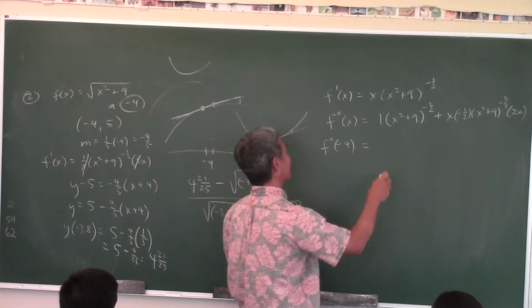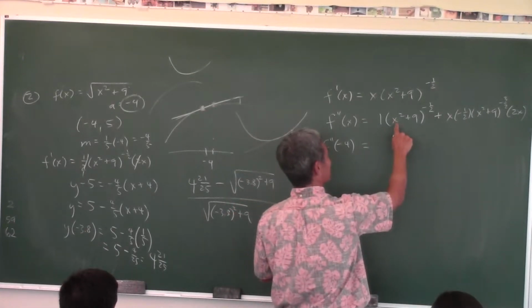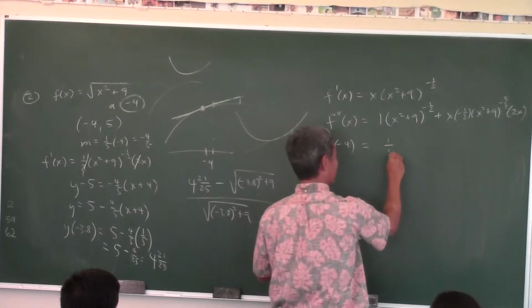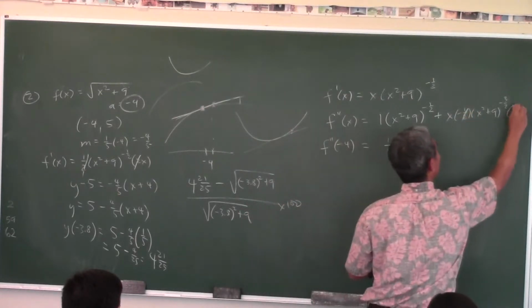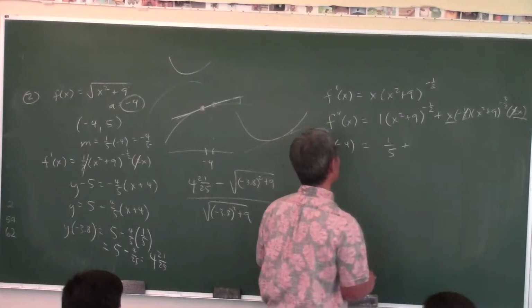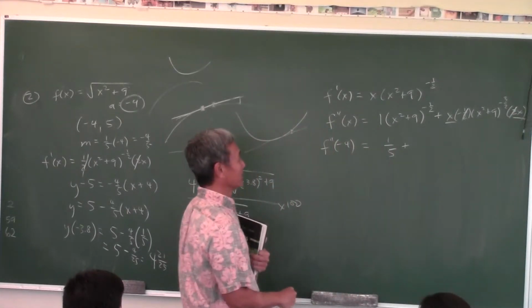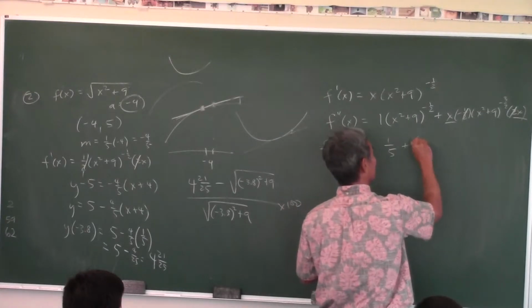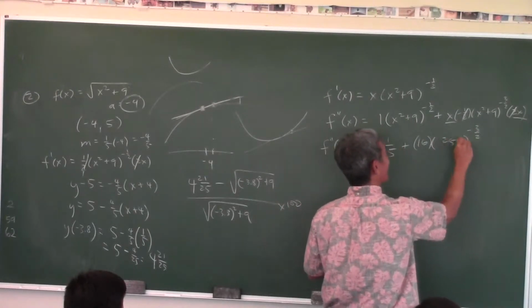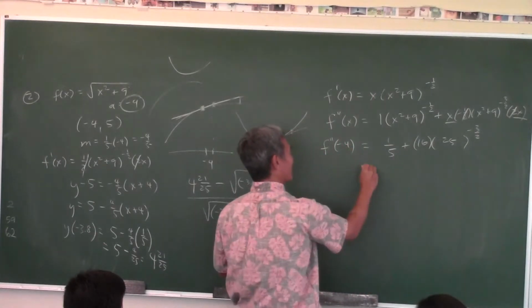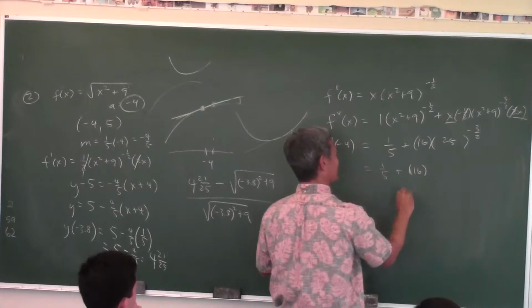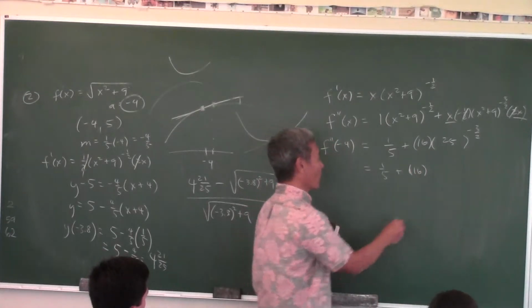Okay, let's see if we can do this. Plug in negative 4 here. 16 plus 9, 25 to the negative half, 1/5. And then over here, again, the 2's cancel out, so basically you've got x squared. What is negative 4 squared? 16 times 25 to the negative 3/2 power. Now, what is 25 to the negative 3/2 power?